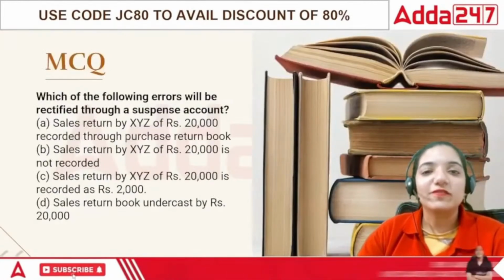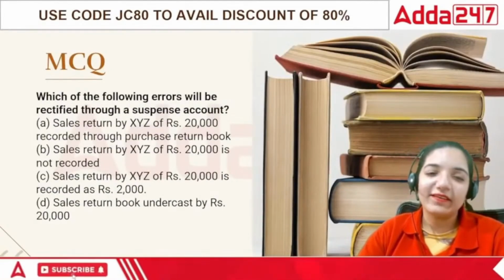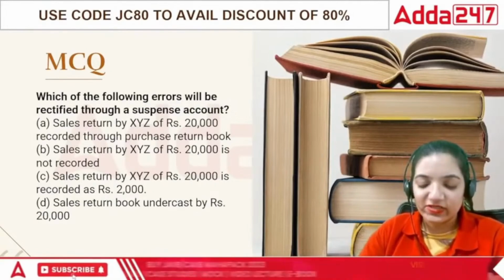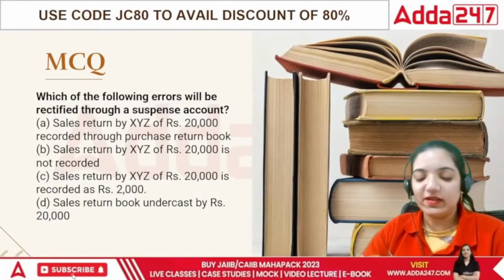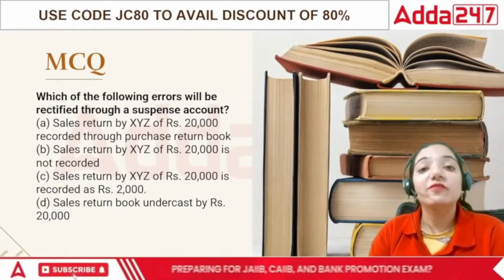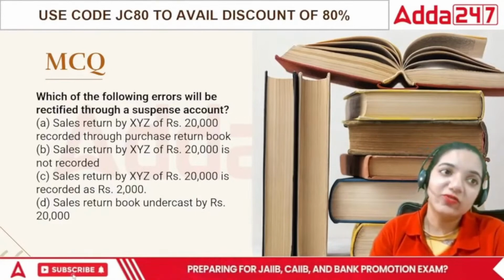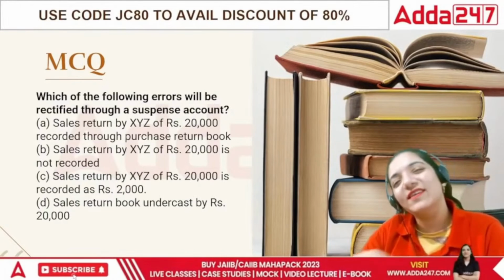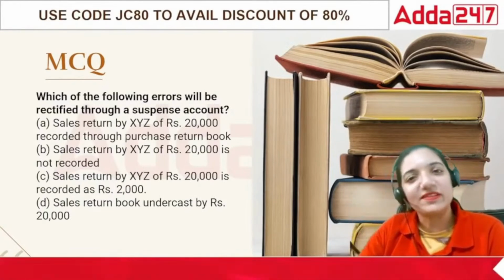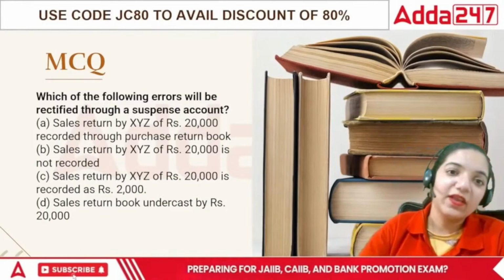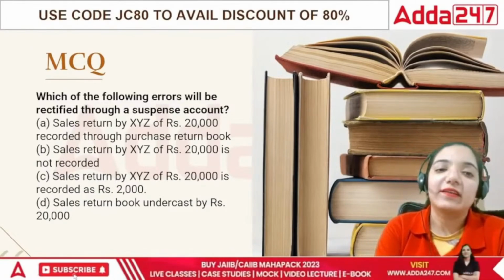Next question. Which of the following errors will be rectified through the suspense account? Suspense is a dummy account that we create. When we create a dummy account, it is done for one particular purpose: to find out where exactly the differences are coming. All the wrong things are collected in suspense account first, and then slowly and steadily we will rematch things. Which of the following errors will be rectified?